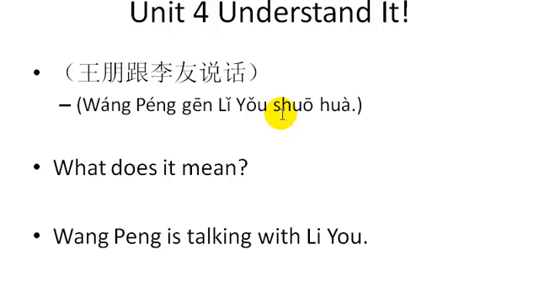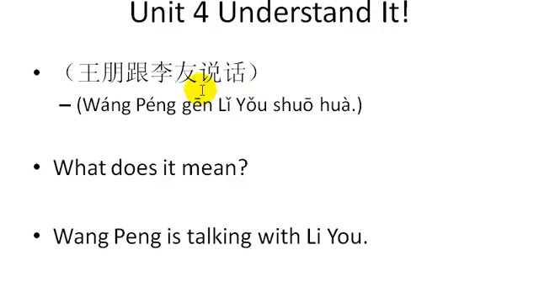So in this case, when one person is doing something with another person, as with most verbs, the verb comes at the very end, and you have person A and person B with this gen preposition in the middle. Wang Peng 跟 Leo 说话, or Wang Peng 跟 Leo 看电影. Wang Peng and Leo are watching a movie. Wang Peng 跟 Leo 吃饭. Wang Peng is eating with Leo. Or Wang Peng 跟 Leo 跳舞. So Wang Peng is dancing with Leo.